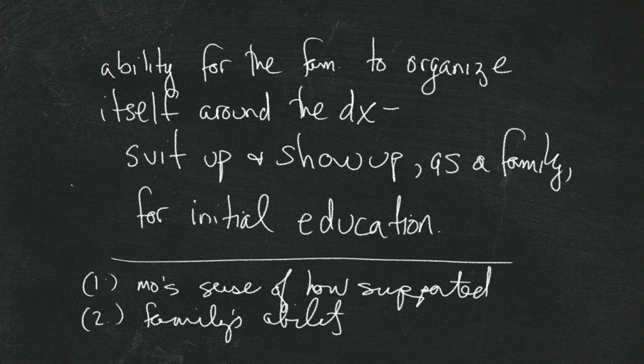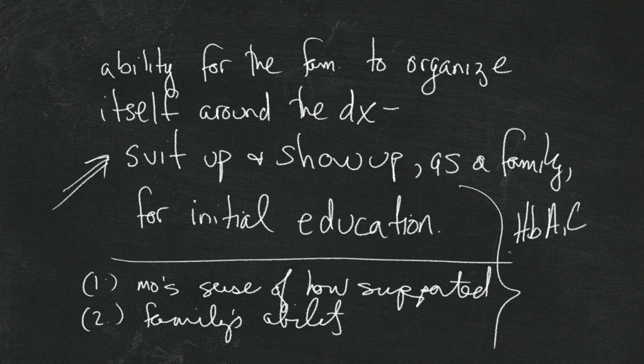These two things, the mother's subjective sense of how supported and the family's ability to suit up and show up for that 3 or 4 days of getting education and learning how to do it, were the most important thing and were most statistically related to a child's hemoglobin A1C or diabetes control a year afterwards. That's important.